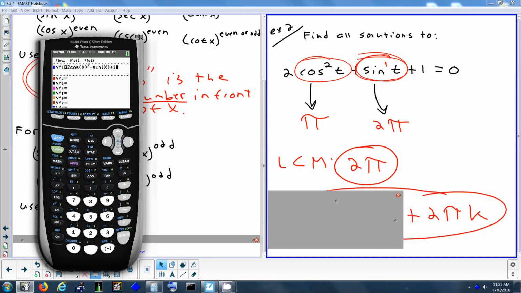Now, how many equations did I just type in? 1. I just typed in 1. So are we going to be using second calc intersect? No, intersect is when you have 2. What are we going to use?